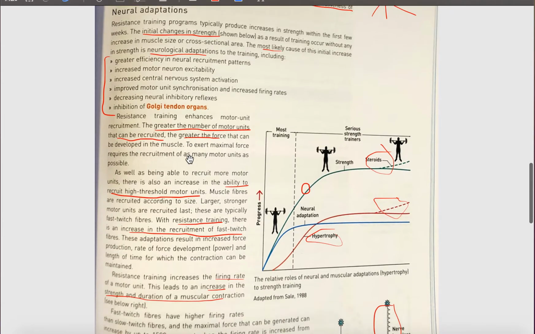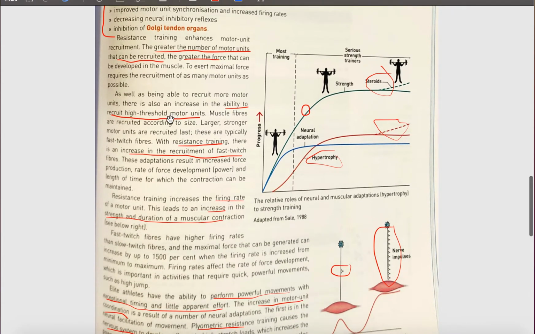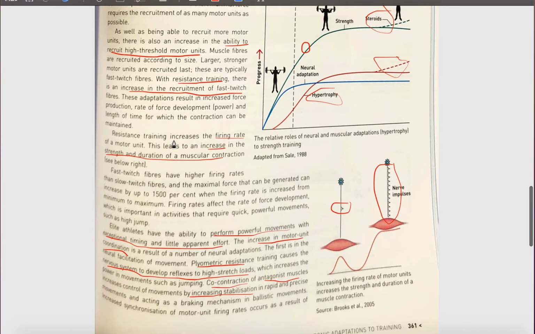The next one is about the ability to recruit the higher threshold motor units. And so with muscle fibers themselves, with resistance training, you're going to be able to generate more fast twitch fibers more regularly than slow twitch fibers, which will help in generating more force within a muscle and therefore show more strength and potentially more muscular power as well, if we are able to generate the motor units to recruit the fast twitch fibers. Resistance training will also increase the firing rate of a motor unit, which will help with strength and duration.